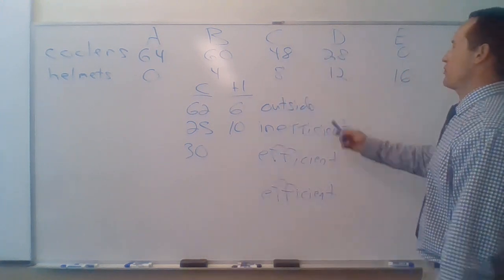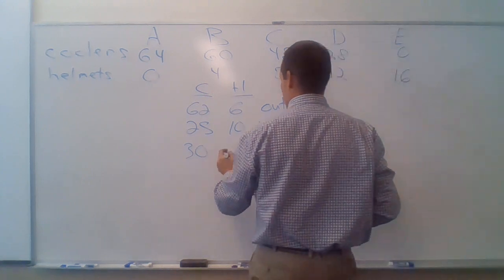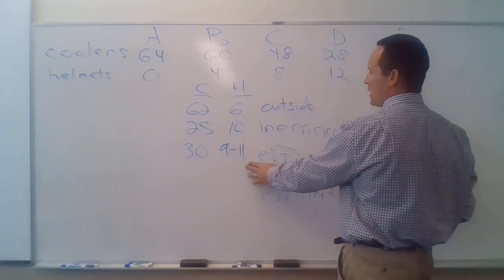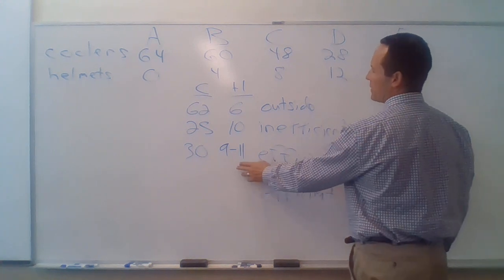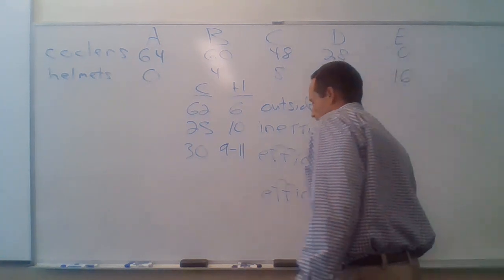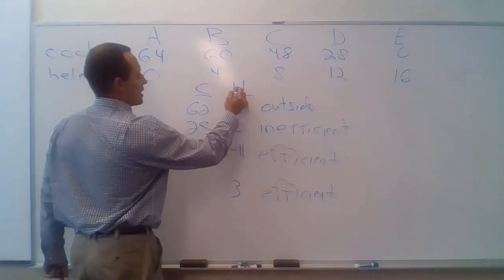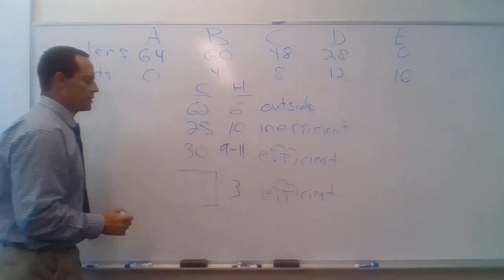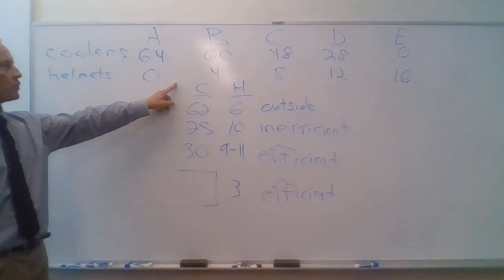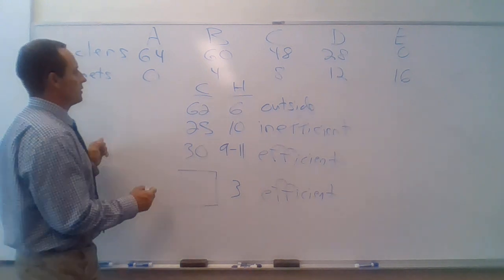So if we make 30 coolers, we're also expected to make between 9 and 11 helmets. So I'll put 9 through 11. Anything on the heavy end would constitute a goal that's outside. Anything short of the lower end, which is 9, would constitute a goal that's inefficient. All right, how about making 3 helmets and a complement of coolers that keeps us efficient? Let's take a look. All right, 3 helmets falls between A and B. So we would be efficient so long as we make between 63 and 61 coolers.